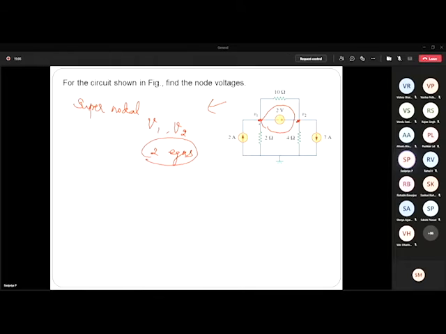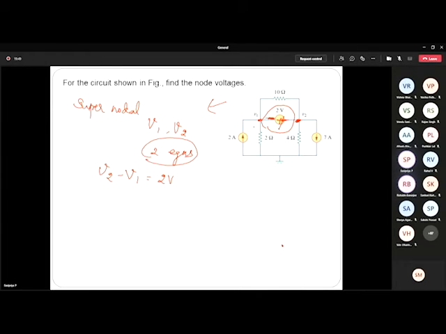Since I have the voltage source between node 1 and node 2, and if you refer to the polarity of the voltage source, plus minus, what does it mean? V2 minus V1 is equal to 2 volt, since we are measuring voltage at this node with respect to this node. So the potential difference between V2 and V1. And why do we write V2 minus V1? Because V2 is positive with respect to this.